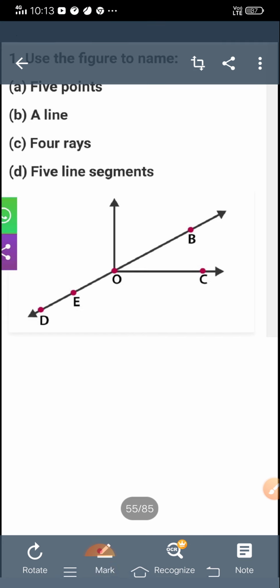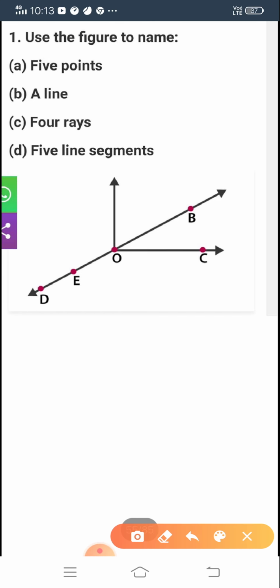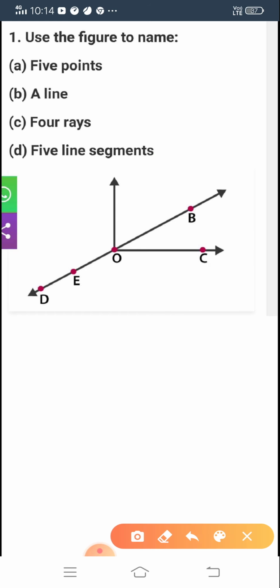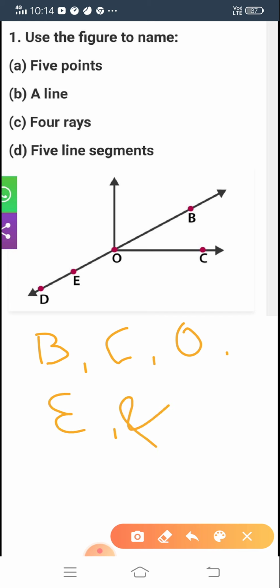Let us see. So your first problem is: use the figure. You have to use this figure and identify 5 points, lines, 4 rays and also 5 line segments. Okay, first one. That is 5 points. As you know, how many points are in this diagram? It is 1, 2, 3, 4 and 5. There are 5 points. Which are those? You have to write down first. B, C, O, E and D are the 5 points.